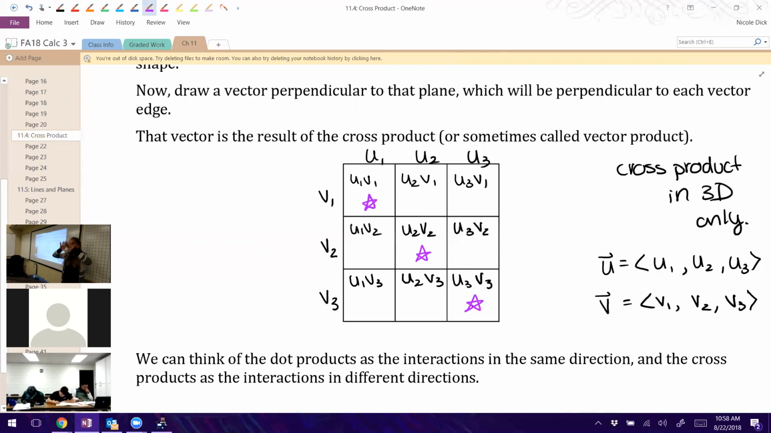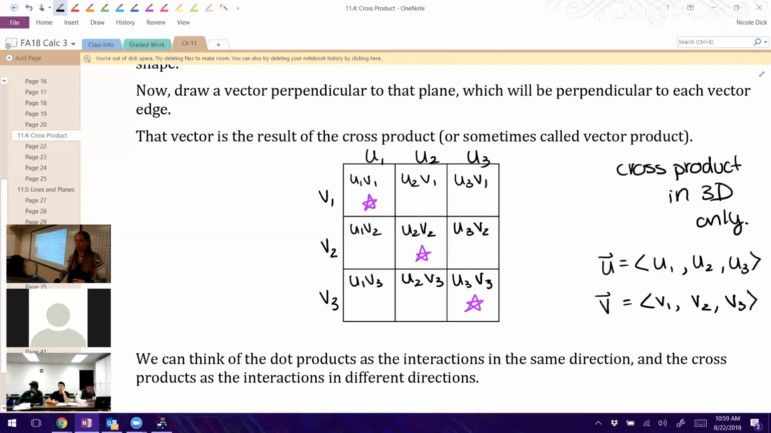So if we're thinking about all the possible combinations of the parts of the vectors, we've already accounted for these 3 parts with the dot product. What the cross product is going to do is deal with all the other parts left over. We're going to find a way to deal with u2 v1, u3 v1, and all those other little pieces.